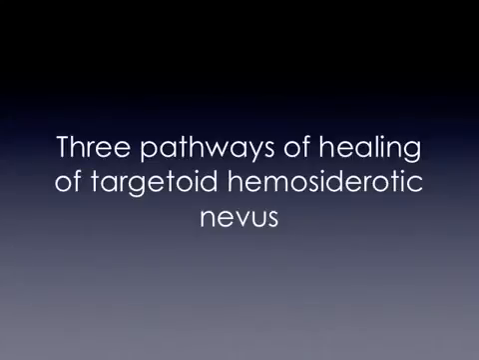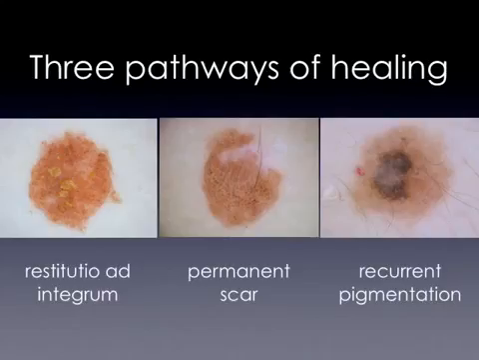Basically, there are 3 different pathways of healing of a traumatized nevus. The first one is restitutio ad integrum, which means that the nevus turns back into its previous and normal pattern. The second one is that a permanent scar will remain, and the third pathway is recurrent pigmentation.